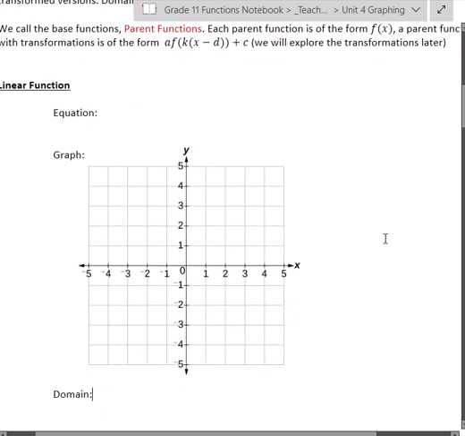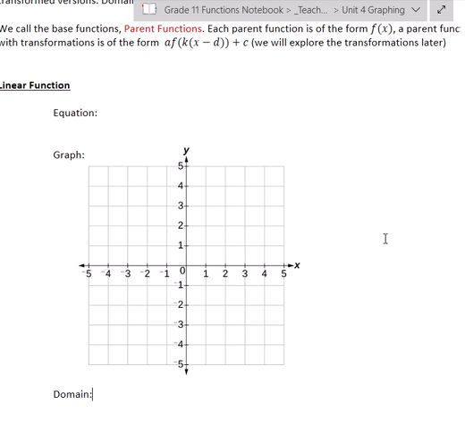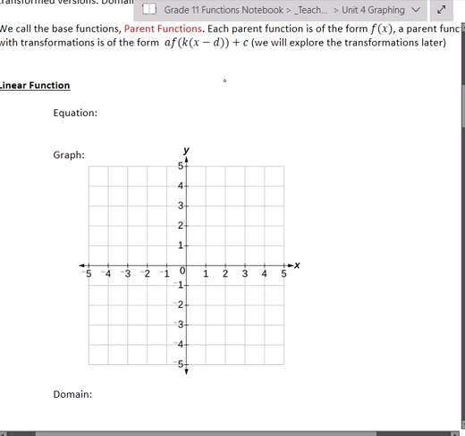The first being the linear function. Now, a linear function you guys are very much familiar with. You might think of something like y equals 2x minus 1. But we want the parent function, the most base version. That is just y equals x.